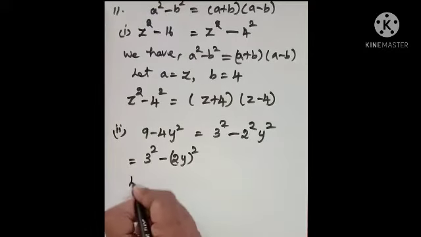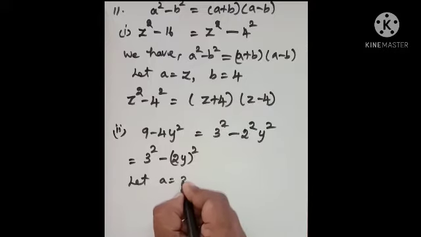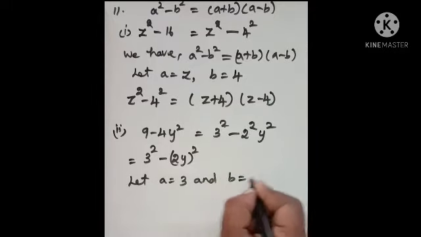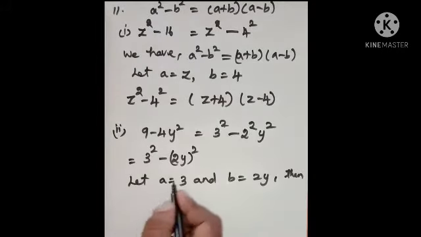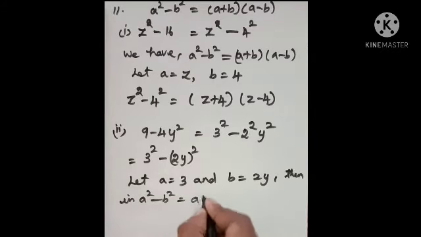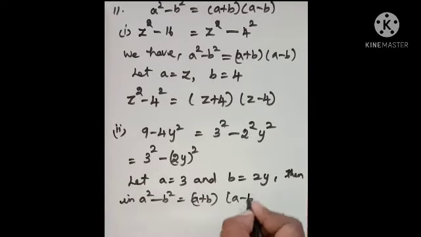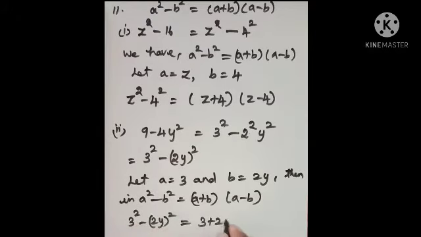And now let us see, what is a? It is 3. And what is b? It is 2y. And then substituting these values in a square minus b square is equal to (a plus b) into (a minus b), we get the factors. That is, we factorize the given expression. That is 3 square minus (2y) the whole square is equal to (3 plus 2y) into (3 minus 2y).